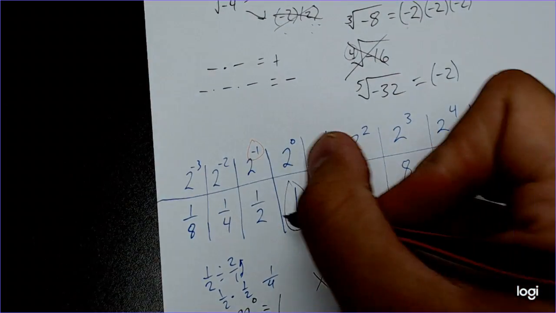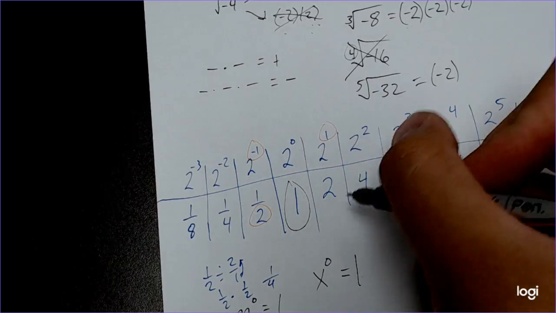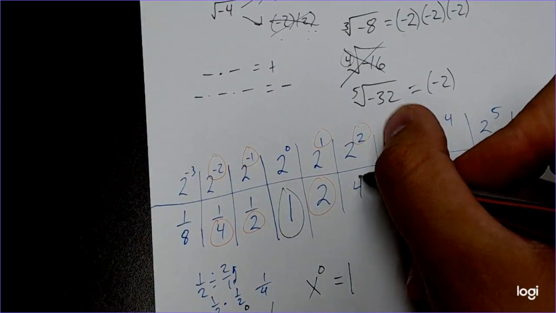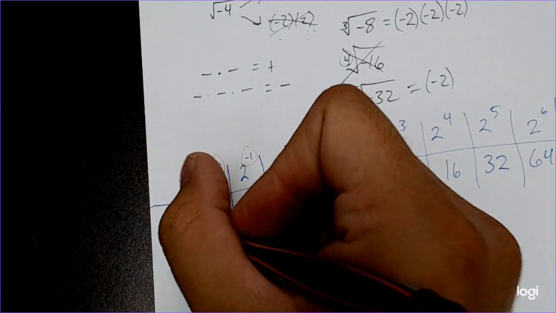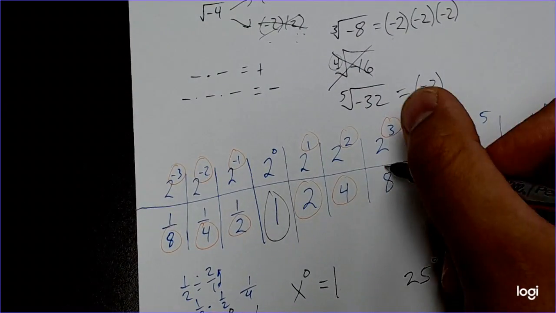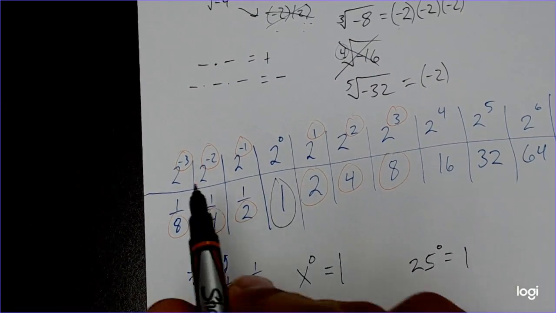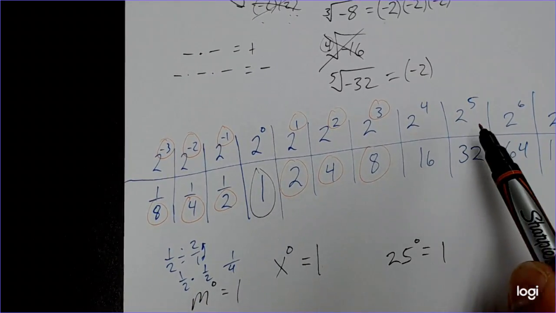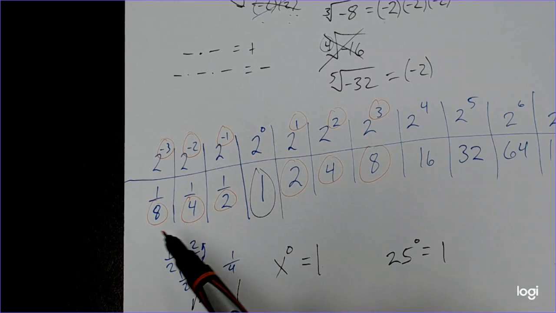is negative 1 is 1/2. Positive 1 is positive 2. Negative 2 is 1/4. Positive 2 is positive 4. Negative 3, 1/8. Positive 3, positive 8, right? So the negative exponents are the same as the positive counterparts, but they're written as a fraction.